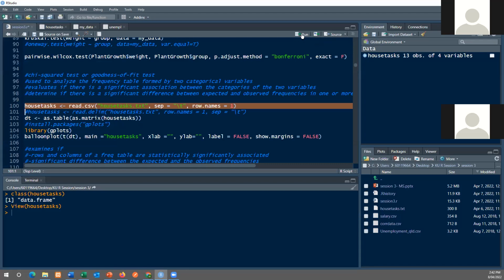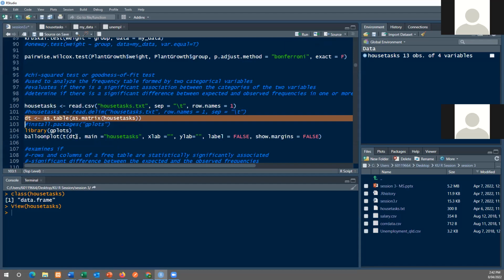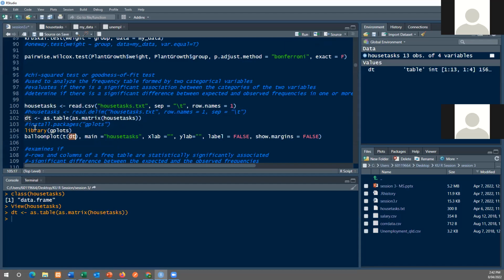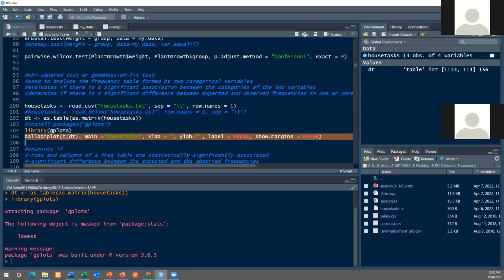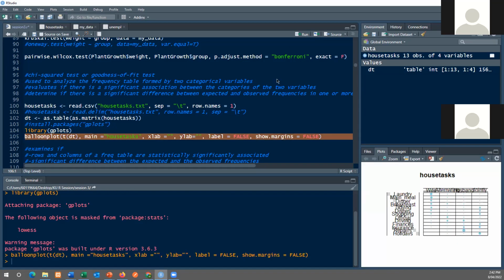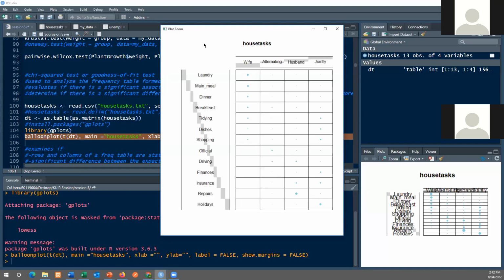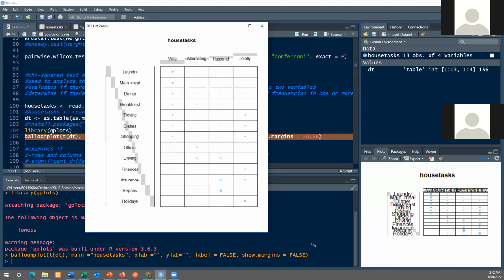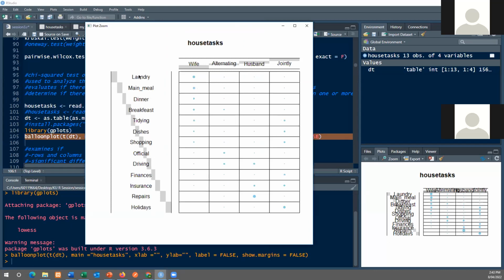Now we can see that data as a matrix, and then we can do a plot, because we will be introducing some plots gradually. So one of the plot libraries is called ggplot2. I'm just loading that, and the balloon plot is the plot that shows this kind of distribution. So in this balloon plot you can see all your categories. I have shown you the data in raw form, in table form or matrix form.